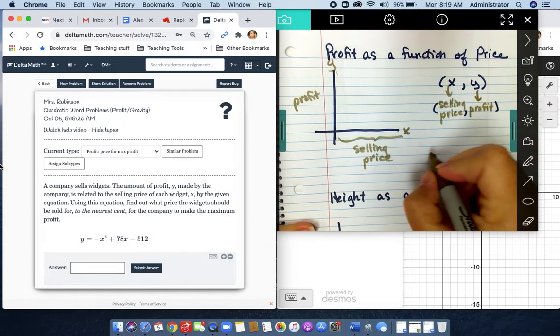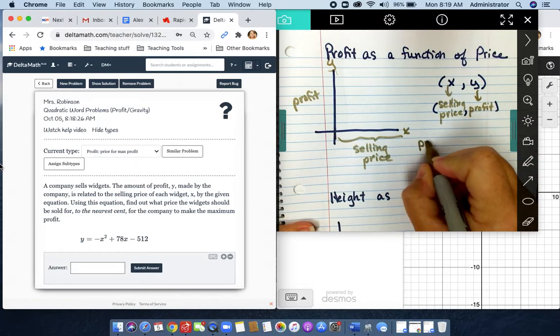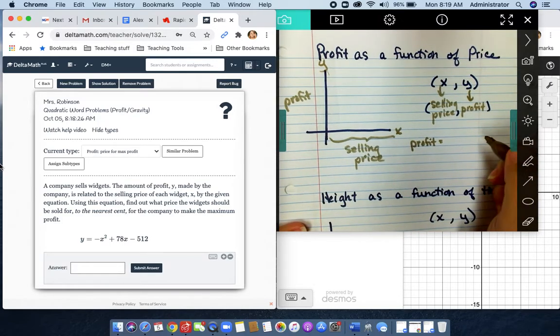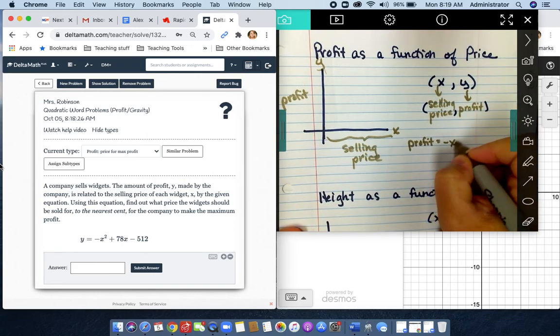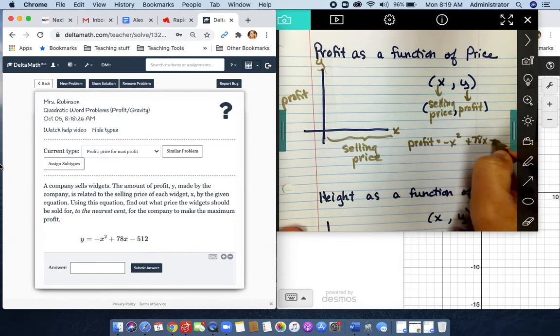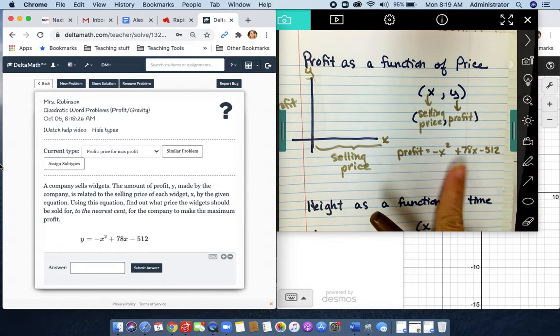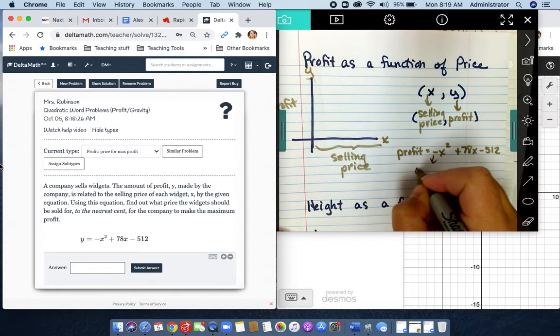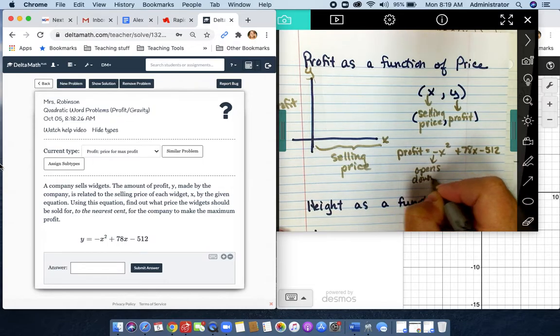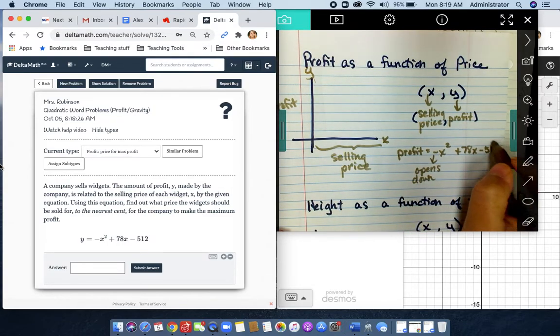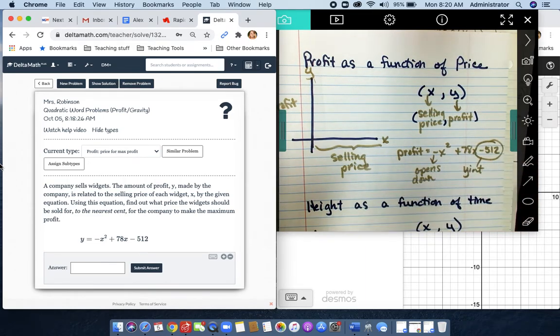So our profit function, our profit Y, is going to be this equation, negative x squared plus 78x minus 512. So this function we are going to type into Desmos. And what I want you to understand about the graph so far is what we know based on functions in standard form. We know it's going to open down because our a value is negative, and we know that our y-intercept is negative 512.